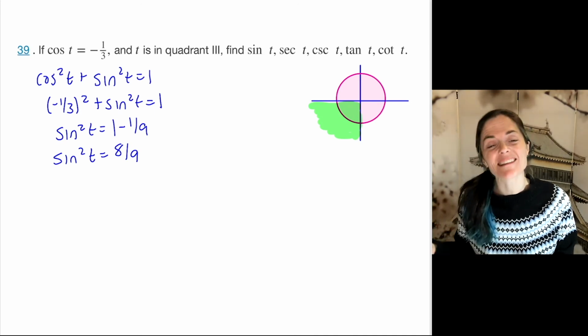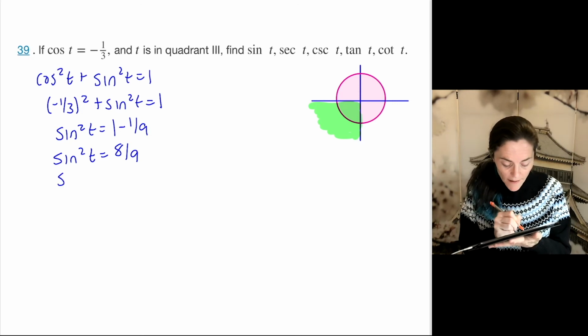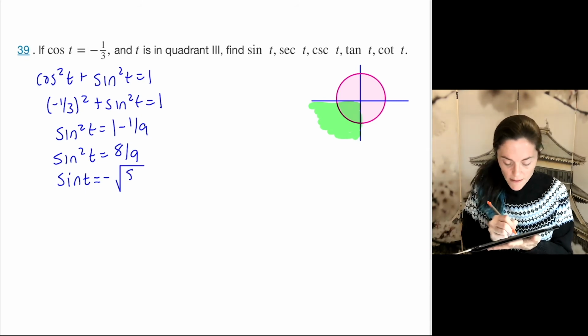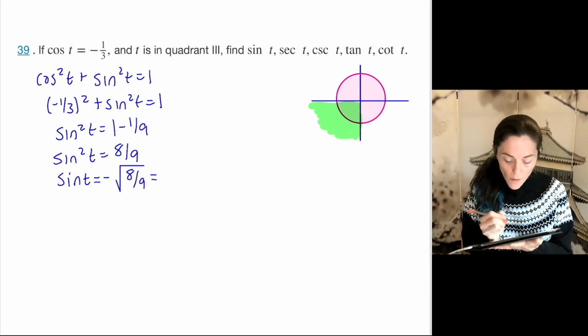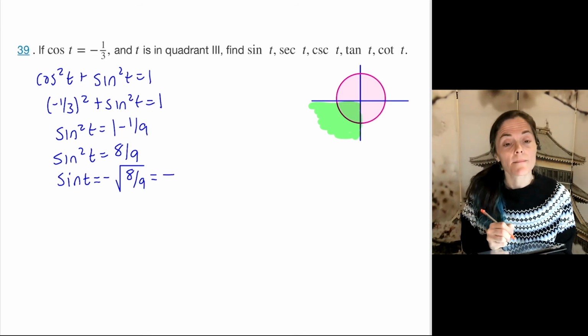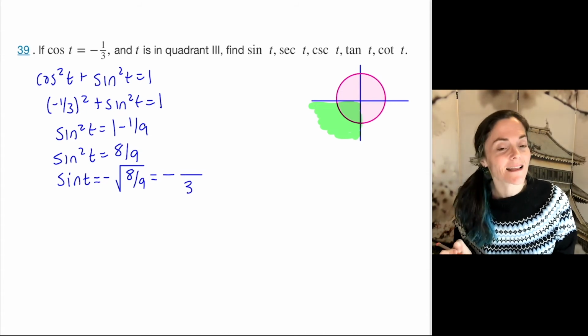Now, the terminal side is in quadrant 3, and so the sign is negative. The sine of t will be negative, like this, square root of 8 divided by 9. Now, I could write this as the square root of 8 in my numerator, and the denominator will be 3, which is the square root of 9. Maybe I will simplify just slightly more.